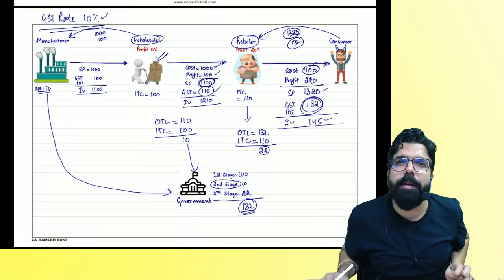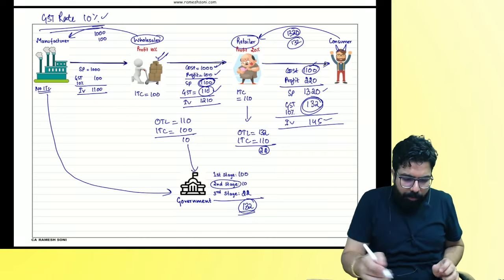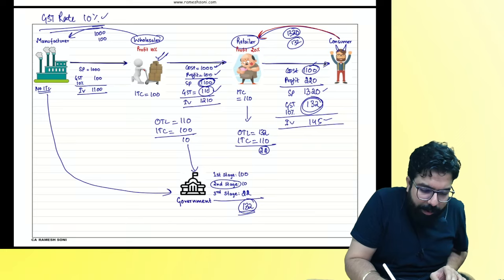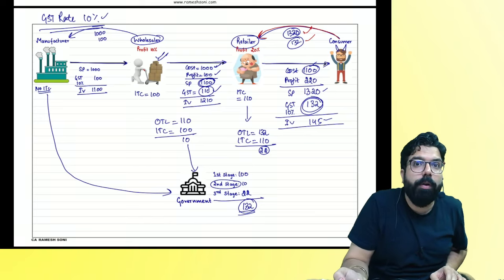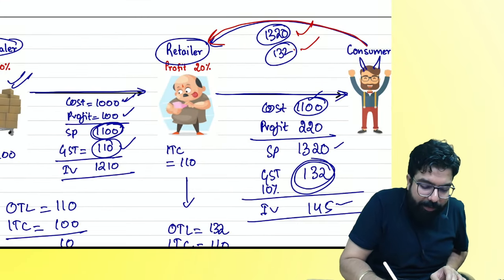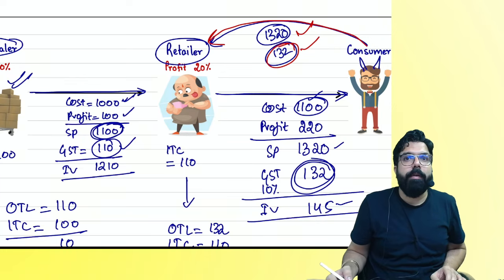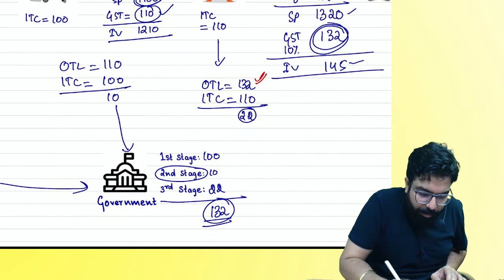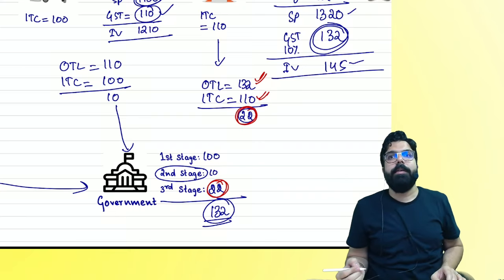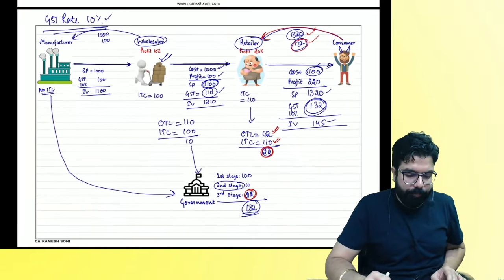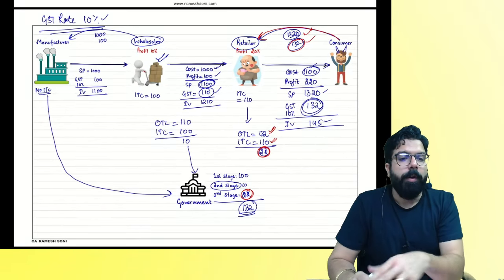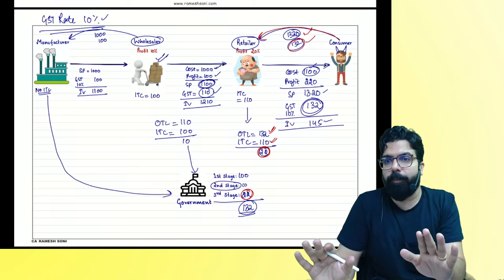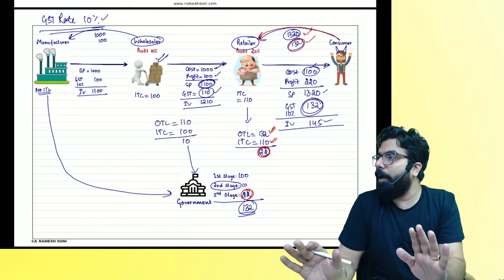Government will give us the... the consumer paid you 1320, 132. He paid you the GST amount. Here is your GST amount. Here is your input tax credit, and the remaining you paid to the government at the third stage. Are we 100% clear with this point? Yes. Sure, can I go ahead?